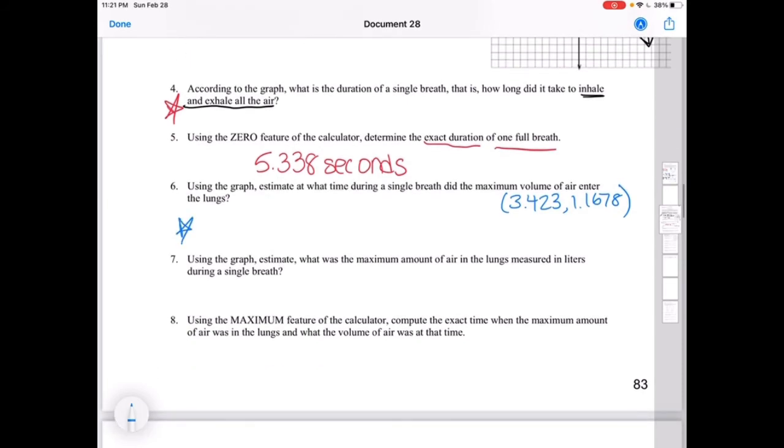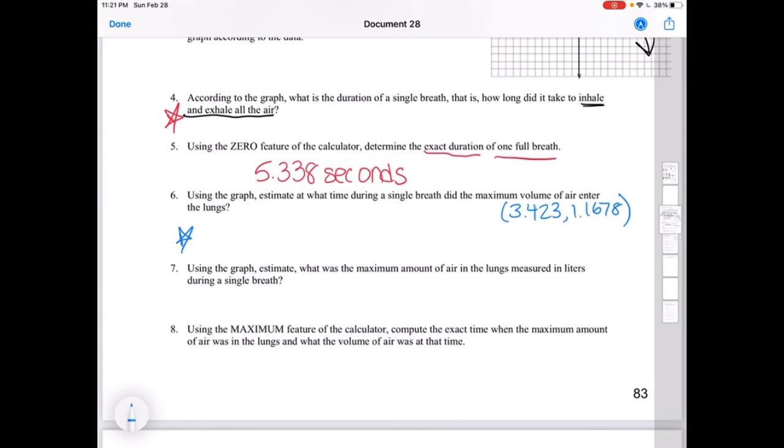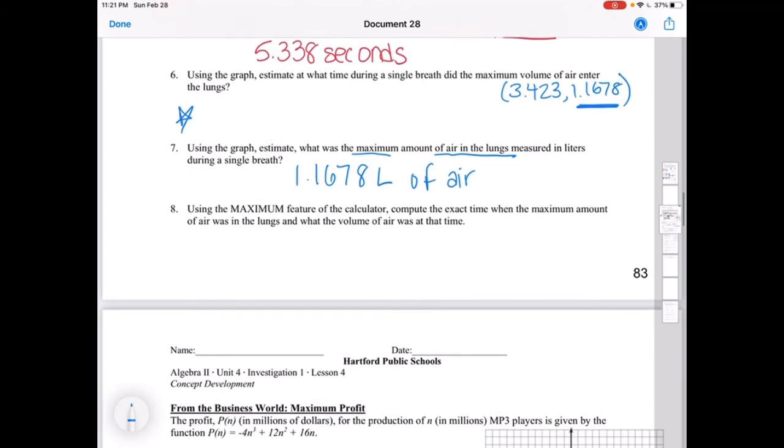Then it says, use the graph to estimate the maximum amount of air in the lungs measured in liters. So it's asking, what was the maximum of air in the lungs? We're looking at this y value. So we're going to say it was 1.1678 liters of air in your lungs at the maximum. But it says using the maximum, compute the exact time when the maximum amount of air was in the lungs and at what volume the air was at this time. So this is actually referring to the same exact point. It's just asking it in a different way.